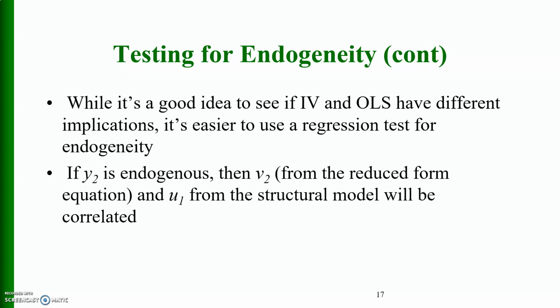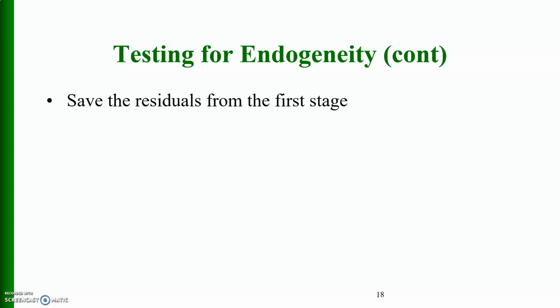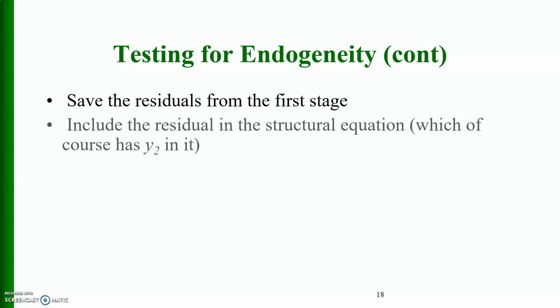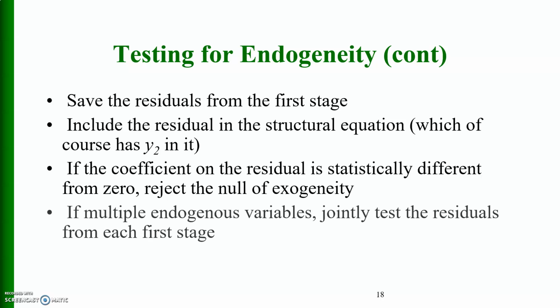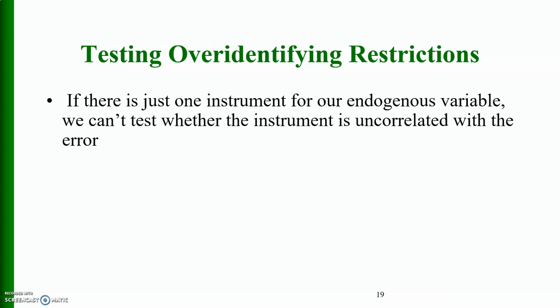If y2 is endogenous, then v2 and u1 from the structural model will be correlated. The test is based on this observation. We can save the residuals from the first stage regression and include the residual in the structural equation. If the coefficient on the residual is statistically different from 0, we reject the null hypothesis of exogeneity. If there are multiple endogenous variables, we jointly test the residuals from each first stage regression.